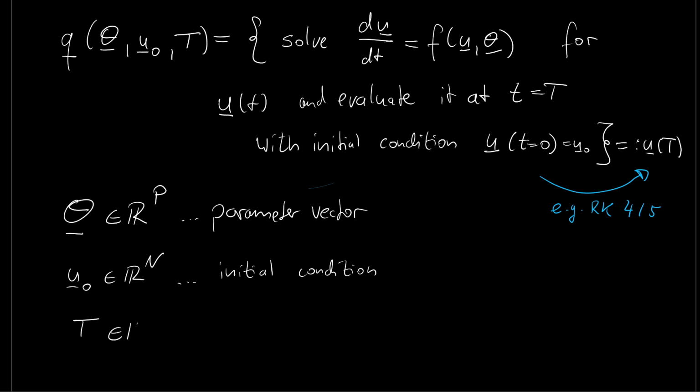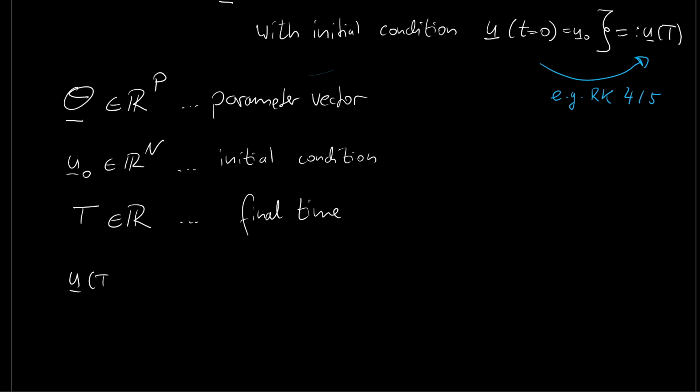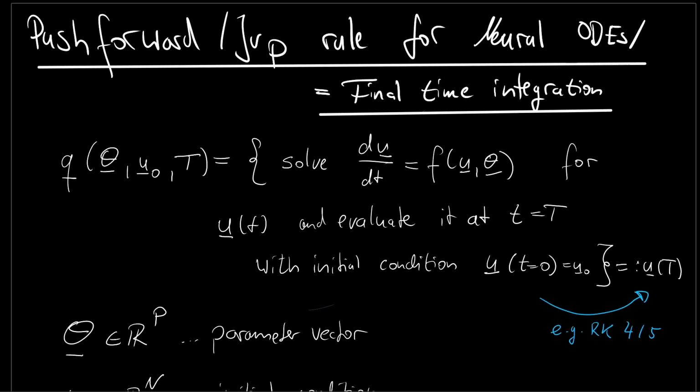Then we have t, which is a real valued, positive number, and this is the final time. It defines our time span of the ODE integration. That could, for instance, be 1 time unit, so 1 second, for instance. And then we have u at capital T. This is the output of our function. It will be another n-dimensional vector, and this is the final state. And it is crucial that this is not a function. This is one vector. Despite us describing the problem with a differential equation, which is in terms of an unknown function, here we are only interested in the final state.